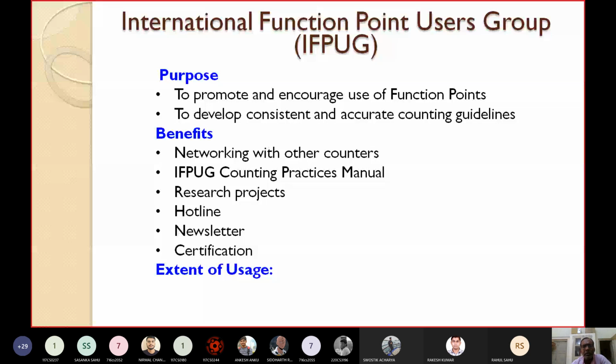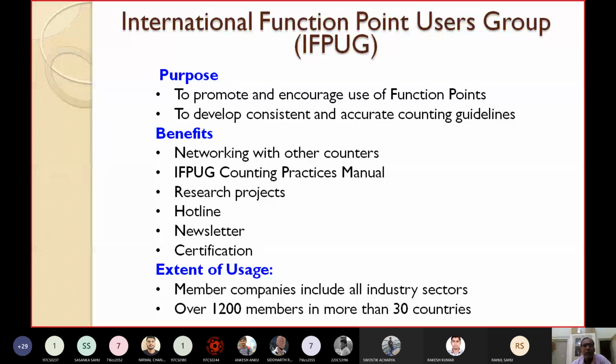Over 1,200 members in more than 30 countries. They are involved in this International Function Point Users Group. Okay, this is a little bit brief about IFPUG.